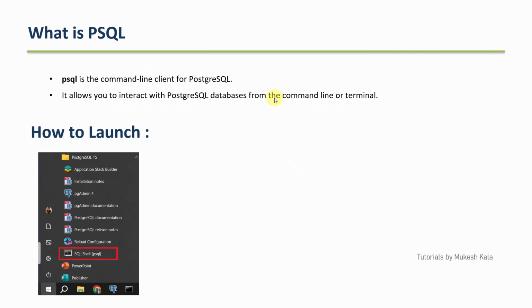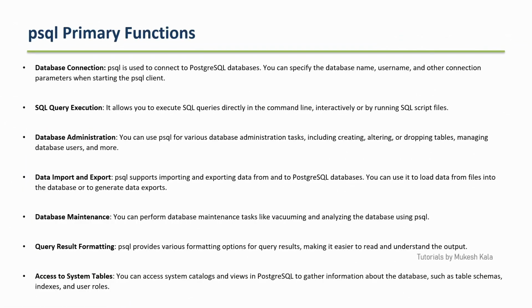Coming back to the presentation. So once you have successfully launched, one question arises: what are the primary functions that I can do with the help of this SQL shell or the terminal, right? So first of all is the database connection. We can use it to connect to the SQL databases. So when I say SQL, I mean the PostgreSQL databases. We just have to specify the database name, username, password, other parameters, and we are able to connect. Same like I connected when I was showing the demo. Okay. It allows you to execute the SQL query directly in the command line. We do not need to go open the pgadmin4.